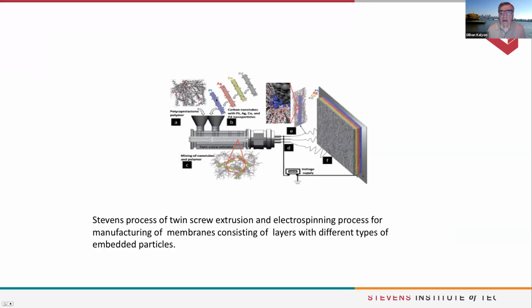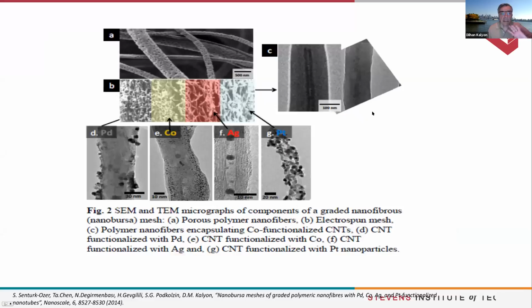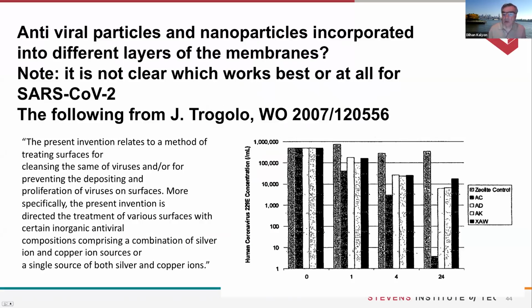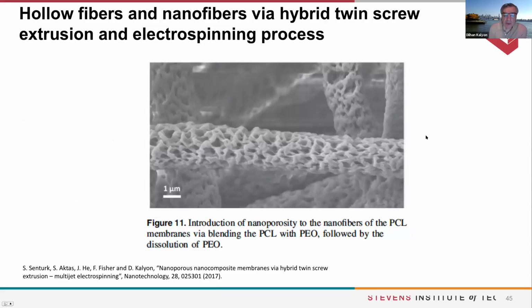So here's another one. These we had called nano Bursa fibers. So carbon nanotubes containing different types of metallic particles. So the mesh we generate contains different types of particles. This technology is directly applicable then to antiviral particles being incorporated into these different parts of the mesh. I'm not sure whether this is going to work for this SARS-CoV-2 virus or not, but at least for different types of coronaviruses in the past, some zeolites and ion exchange resins, etc., in conjunction with principally copper and silver salts have worked effectively.